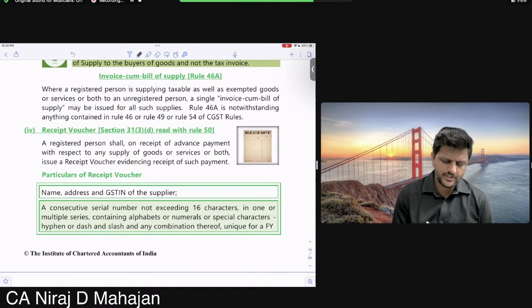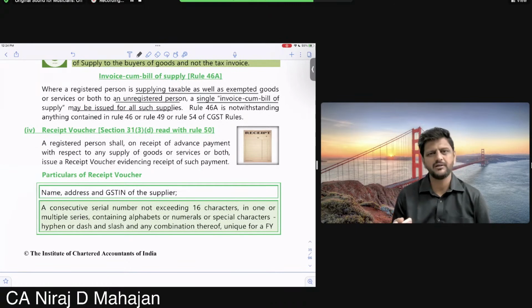Check. Where a registered person is supplying taxable as well as exempted goods, or both, to an unregistered person, B2C, a single invoice cum bill of supply may be issued for all such supplies. Again, it is our option.